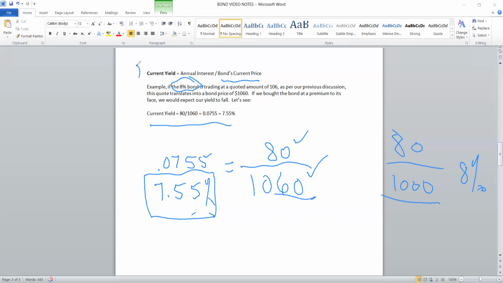So we have to have a calculation that reflects that premium. Okay, so we would be earning 7.55% on this bond for years to come. I don't have a maturity date in here. That's not so important on the current yield. Guys, it's a simple calculation. It doesn't capture much data, but it does capture why there is a different calculation for it. So current yield, we're reflecting the annual interest divided by the bond's price. And that's what we have to remember here.